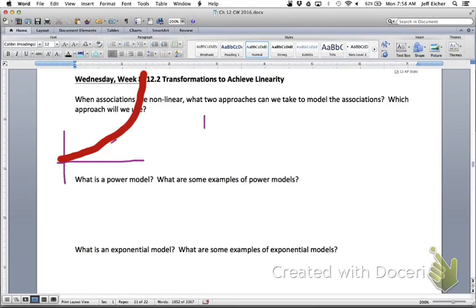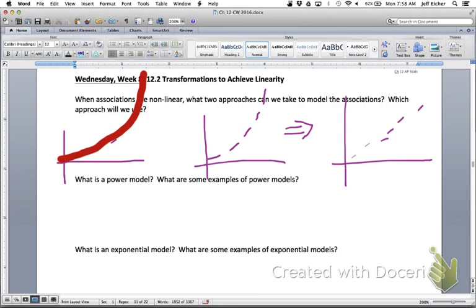What we actually do is, if we have a scatter plot that shows some kind of curved pattern, maybe like this, we re-express the data so that instead of looking curved, it will look like a straight line. So this is why this lesson is called Transformations to Achieve Linearity: we're going to transform a curved pattern into a linear pattern.